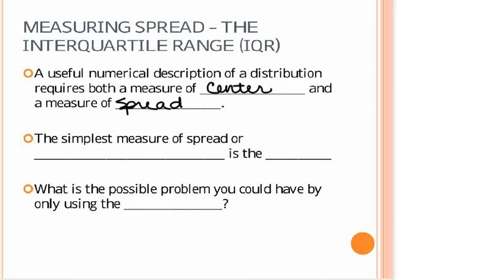All right, the simplest measure of spread, or what we also call variation. Remember that word, and we'll come back. The simplest measure of spread or variation, we already know it. What is it? The range.